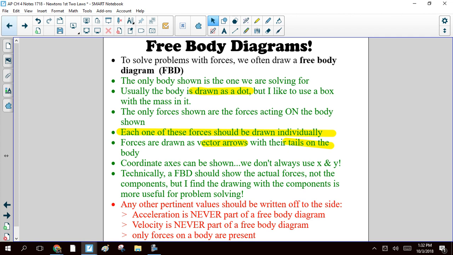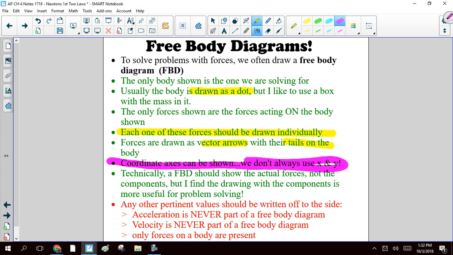Remember that you always need to think about your coordinate axes. Oh, here's a thing. I remember my students struggled with this last year. Coordinate axes can be shown. We don't always use X and Y. Let me talk about this. This is huge, actually. And if anybody watches this video, will you remind me to emphasize this in class the next day? Here's the deal. How do you know what direction your axes go?